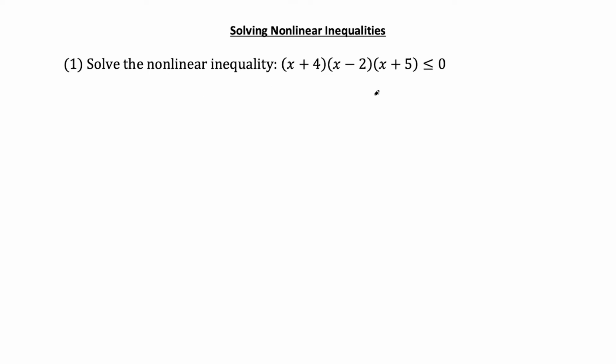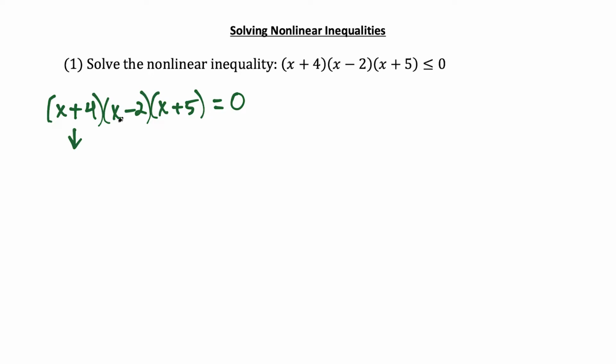So first up, we have this inequality, and the first thing I want to do is treat this inequality as if it's an equation. So I'm going to set x plus 4 times x minus 2 times x plus 5 equal to 0. And from here, factors and roots have an opposite relationship.